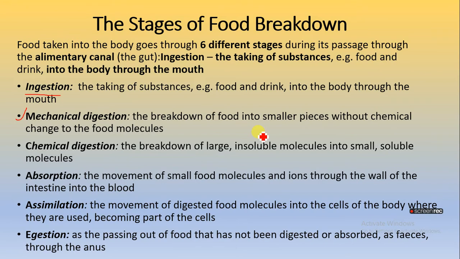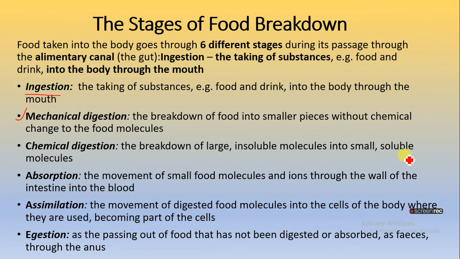Then we have chemical digestion, which is the breakdown of large insoluble molecules into small soluble molecules. The difference between mechanical and chemical digestion is that in chemical digestion there is a change in the chemical content of the food molecules, whereby the food itself is broken down, converted from an insoluble state to a soluble state. The major reason is that food cannot be absorbed if it is insoluble, so it would be difficult for it to diffuse through the alimentary canal, because the alimentary canal is selectively permeable. But once it is soluble, it is easy for it to move through the alimentary canal into the bloodstream.